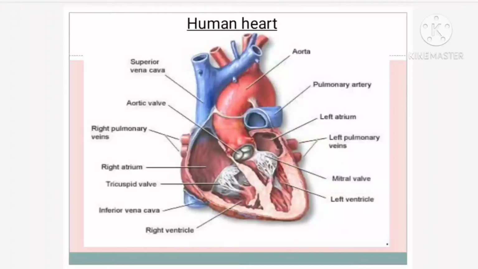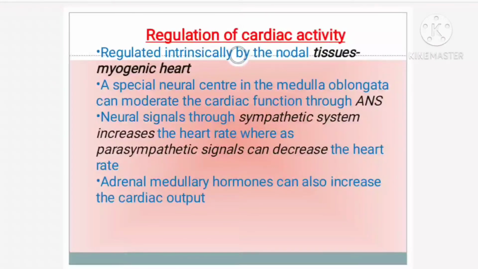Okay. Now the next topic is regulation of cardiac activity. Okay. So cardiac activity is regulated by some nodal tissues. So you know myogenic heart, we know that intrinsically the SA node, AV node, bundle of His, everyone is regulating my heartbeat. But at the same time, for the SA node to function, it is being controlled by the nerves. Who is controlling? The nerves.